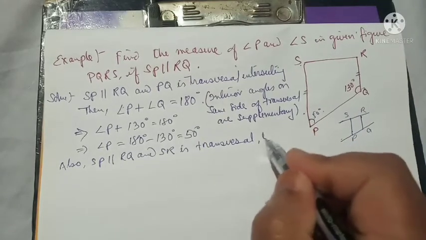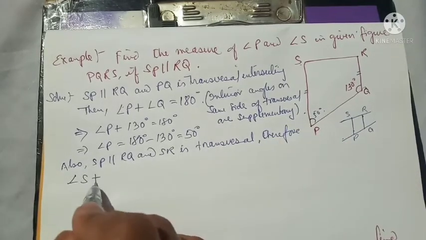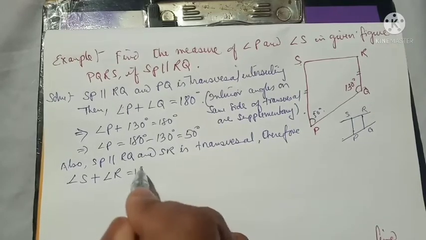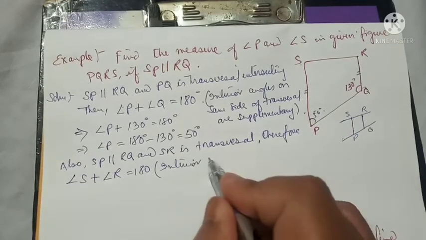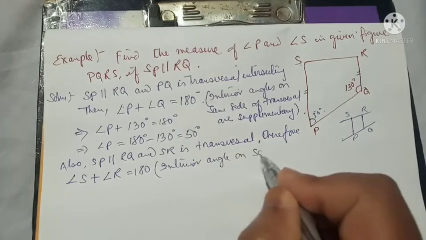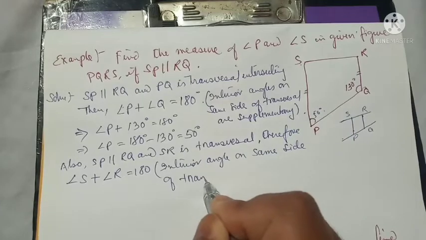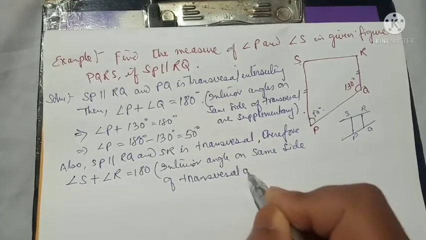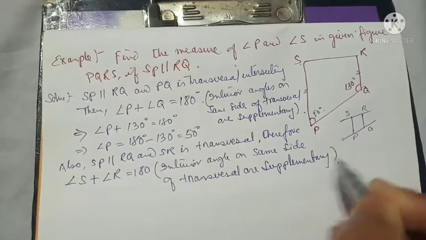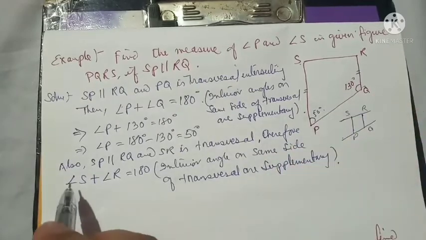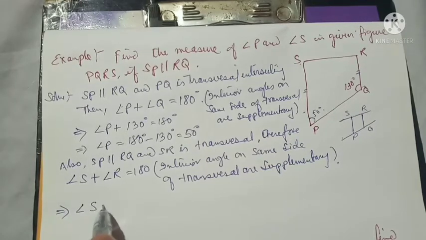Therefore, we have S plus R is equal to 180 degree. That is, interior angles on the same side of the transversal are supplementary. That means angle S plus R.